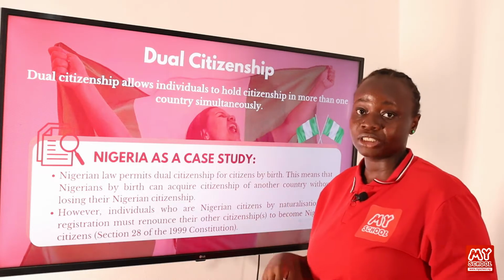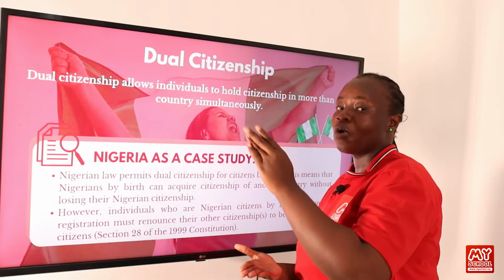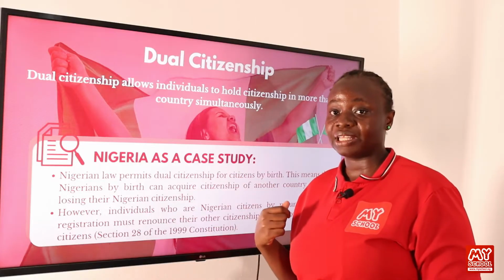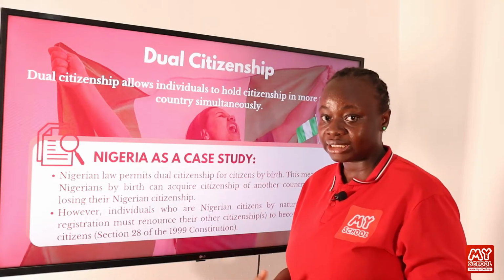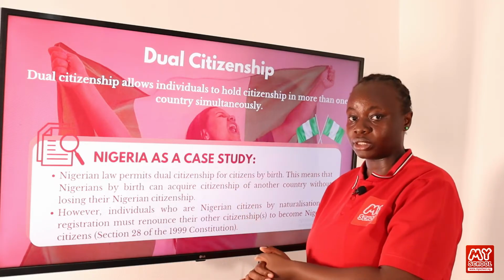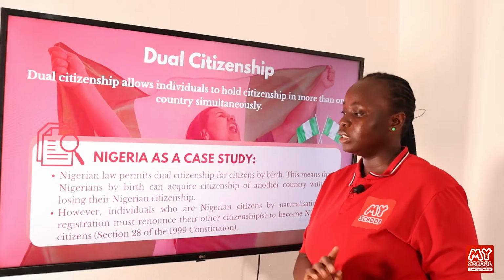So the difference is that it is only when you are a citizen by birth that you can acquire citizenship from another country. But when it comes to you acquiring citizenship by naturalization, you are not a citizen by birth. You cannot hold the citizenship of another country simultaneously. You only have to hold a Nigerian citizenship in that case.